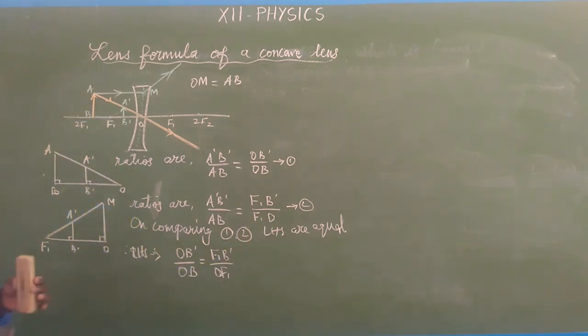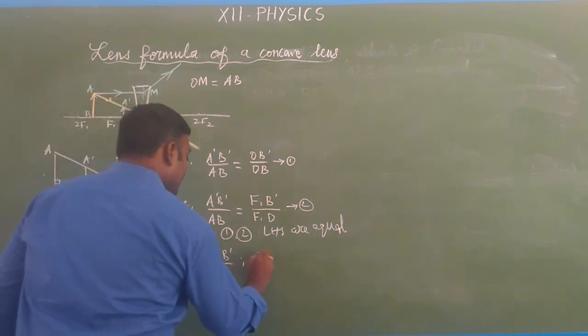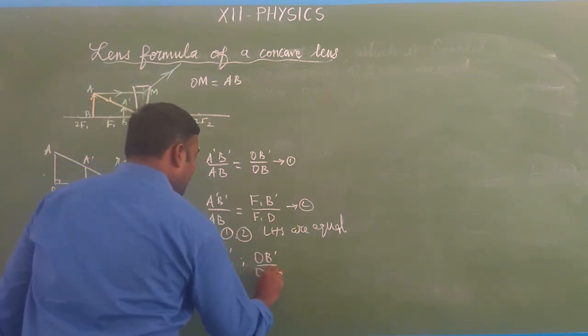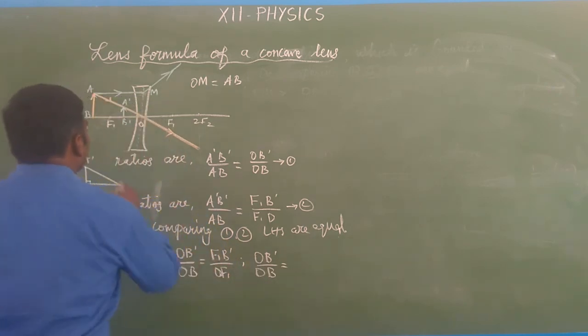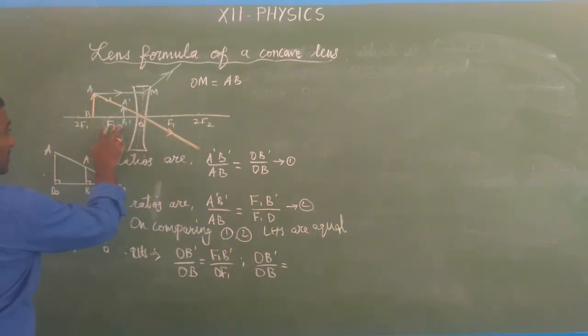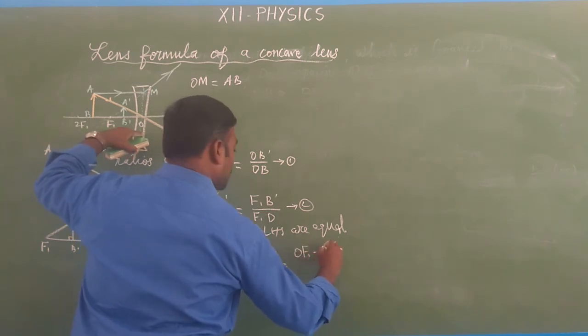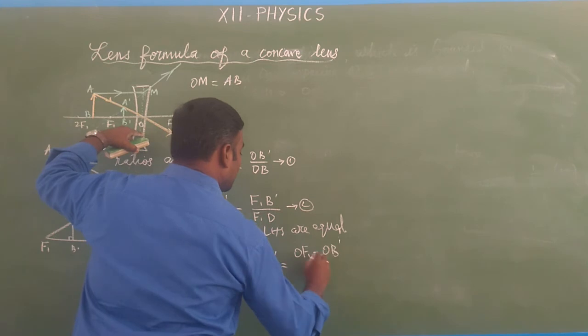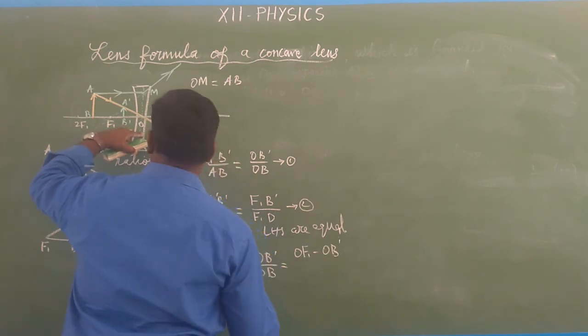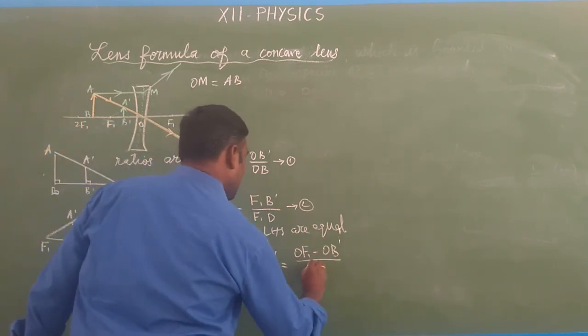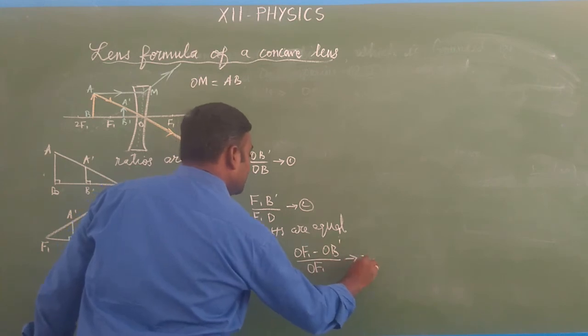But for a given spherical lens, all the distances are measured from the optic center. So we need to alter this term alone. How can you alter? OB' by OB in the left hand side, but on the right hand side F1B' is nothing but, from OF1, if you subtract OB', you will get F1B' divided by OF1. This is equation number 3.